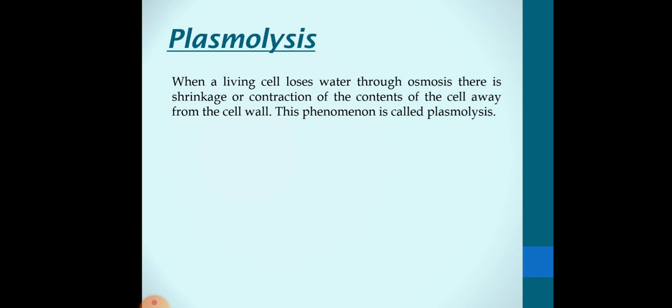When a living cell loses water through osmosis, there is shrinkage or contraction of the contents of the cell away from the cell wall. This phenomenon is called plasmolysis. That means when exosmosis takes place in a plant cell, all the contents of the cell, that means the cell membrane, the cytoplasm and other organelles present inside the cell, they shrink. So this situation is called plasmolysis.